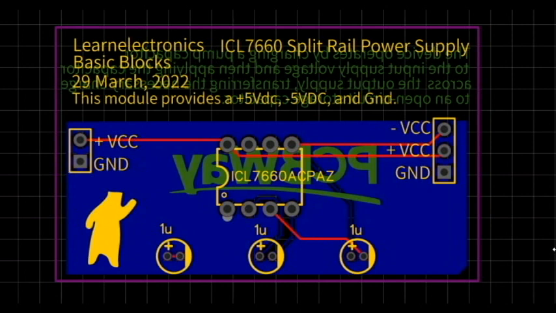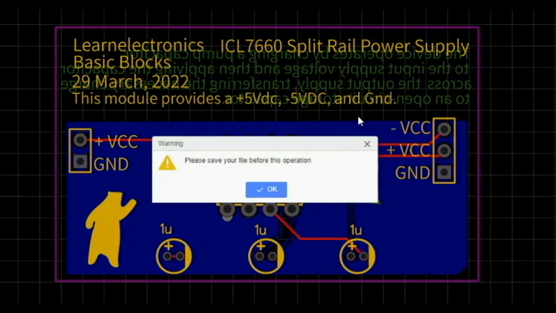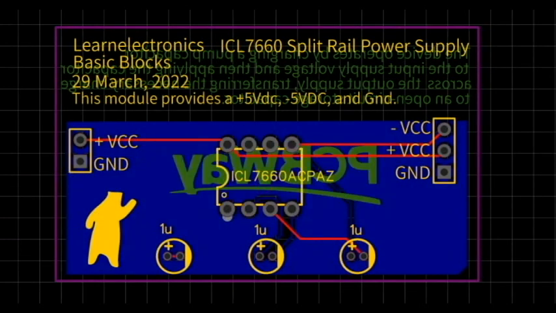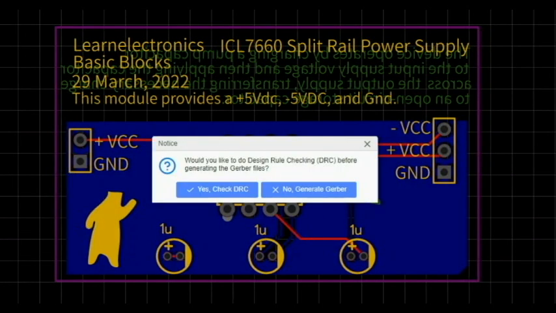All right, so that looks pretty good. Next thing we need to do is generate some PCBs. Save, save, save. Always save. Let's try this again, please.